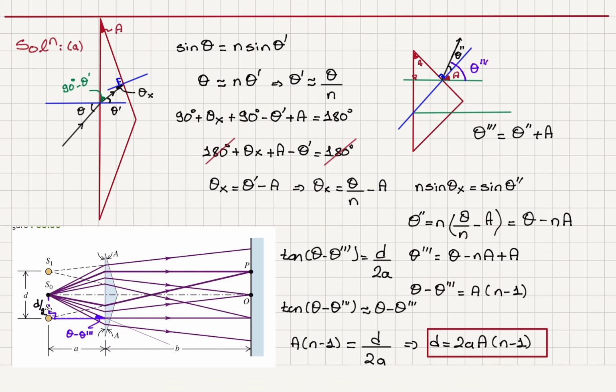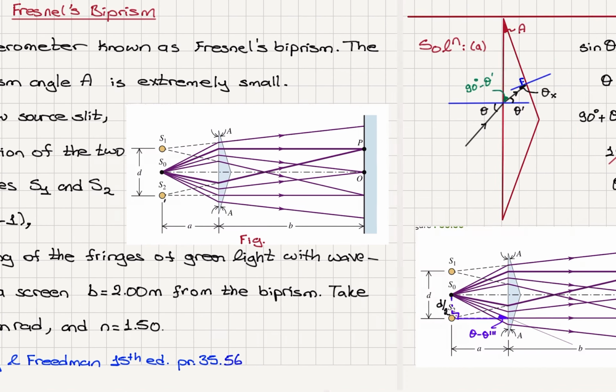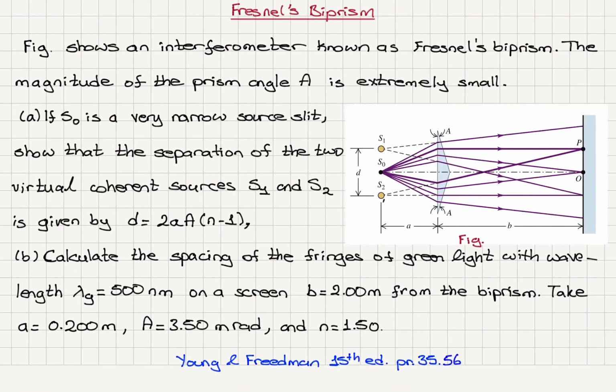Now let's move on to part B. Calculate the spacing of the fringes of green light with wavelength lambda green equal to 500 nanometers on a screen b equal to 2 meters from the biprism. Take a as 0.2 meters, capital A as 3.5 milliradians, and n as 1.50. We can think of these two virtual sources as the sources of waves in Young's double slit experiment.